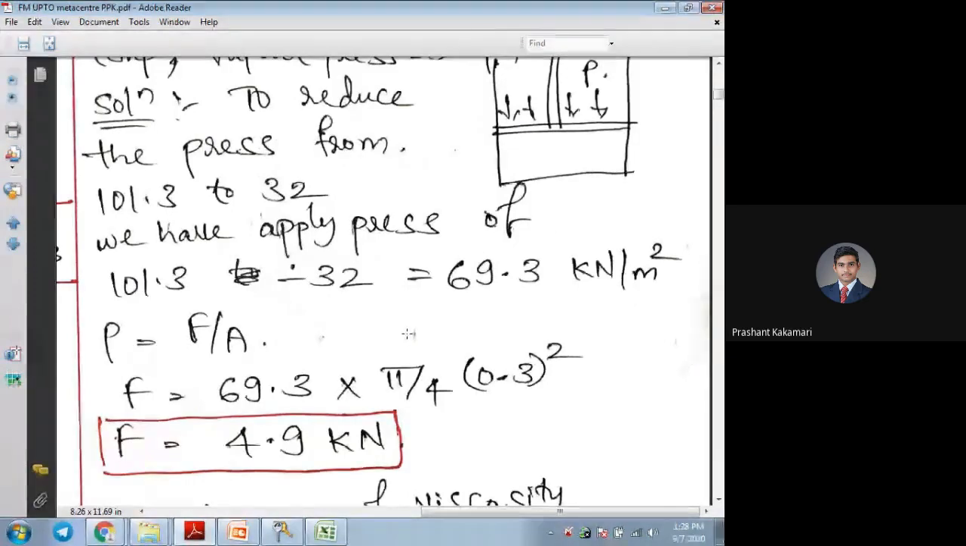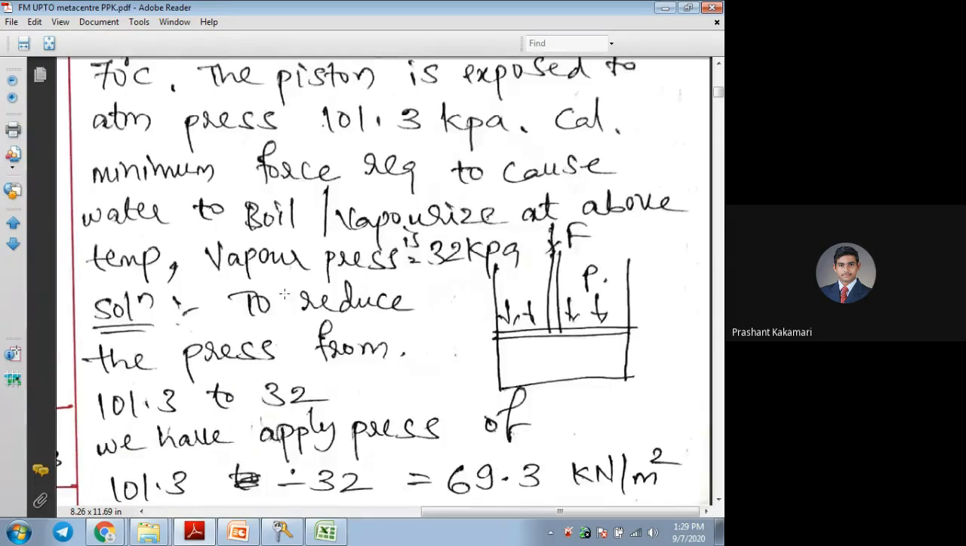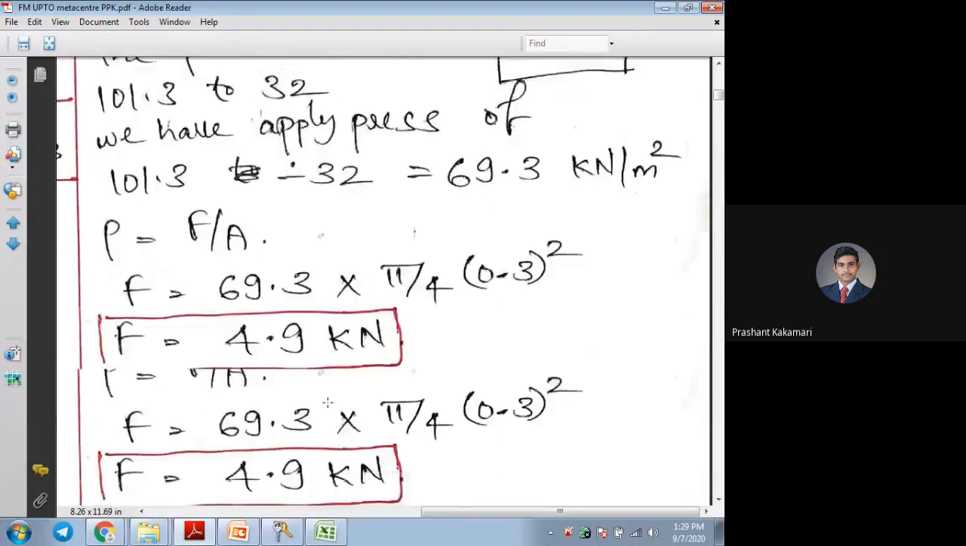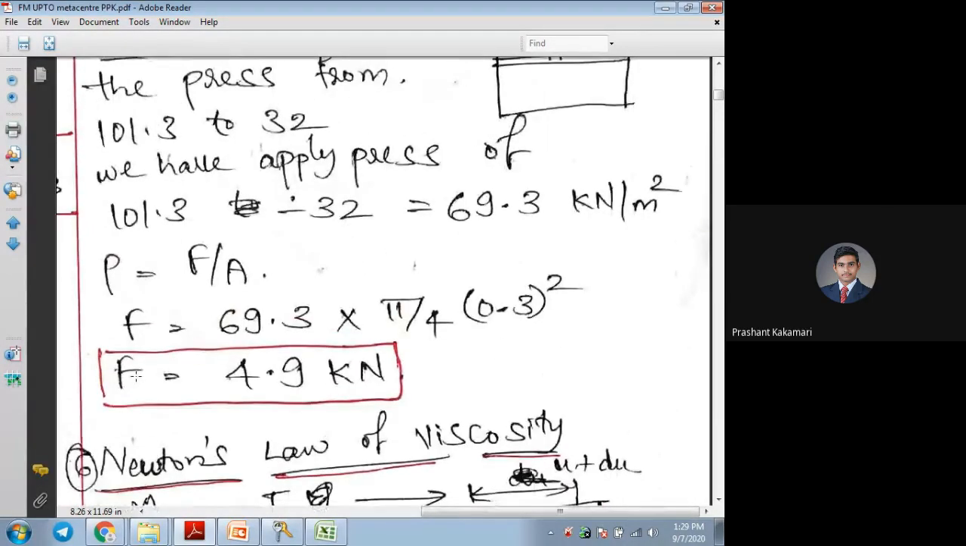Once I lift that piston by 69.3 kilonewton per meter square, it will move up to some distance, and after that moving of the piston at a given force, it will stop, and vapors of the water will be created inside the piston cylinder arrangement. So this pressure we got to know. Now we will find out force, because in the question they are asking to calculate the minimum force required, not the pressure. Pressure you know. Now you will find out the force.